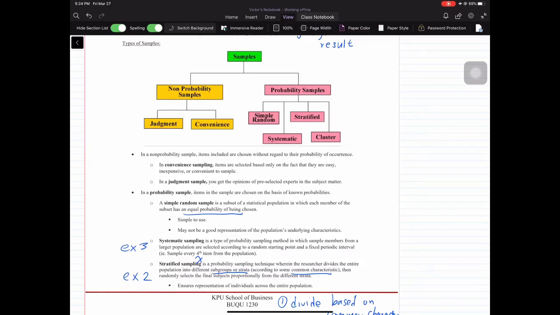So the first one is simple random sample. Basically, what that means is that we're just randomly selecting people within the population, and each member has an equal probability of being chosen. So that's simple random sample. Systematic sampling is when we're selecting sample members from a random starting point and a fixed periodic interval. The example I give you is every fourth person within the population. And example 3 deals with systematic sampling. So we're going to look at that right now.